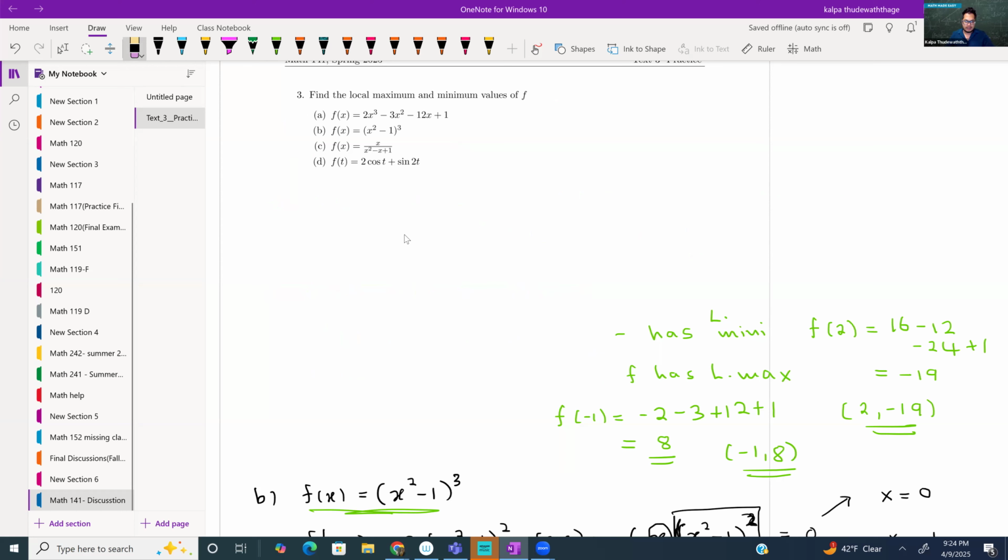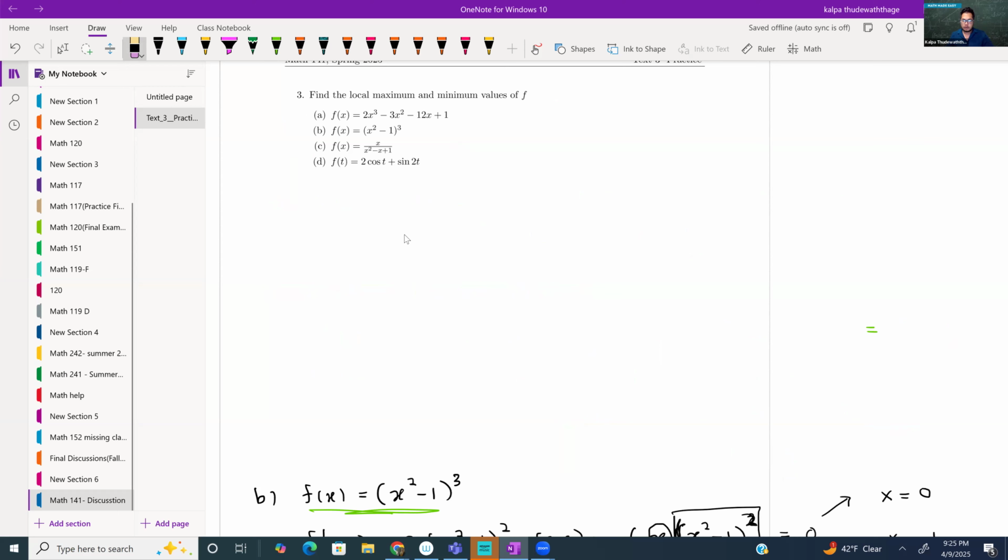It's a quotient, right? Quotient rule, because it's a rational function, numerator and denominator. We take the first derivative: take the denominator times the derivative of the numerator, minus numerator times derivative of the denominator, which is 2x minus 1 over x to the power 2 minus x plus 1.